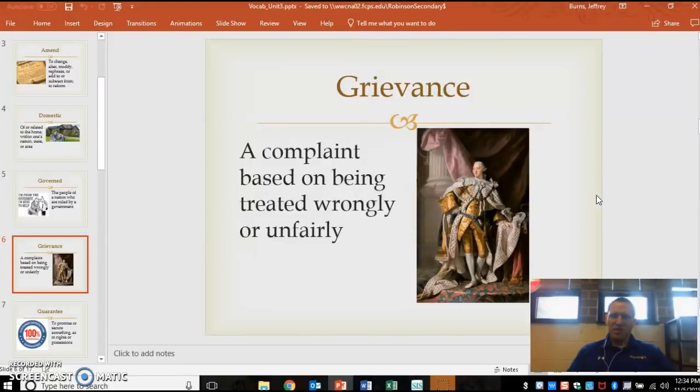All right, next page we have a grievance. And a grievance is a complaint, an argument. And these are stated in the Declaration of Independence. Basically, the Declaration of Independence is going to be a list of grievances against the British king, and that's King George right there, that Thomas Jefferson and the Founding Fathers were referring to in that document. Okay, a complaint, an argument.